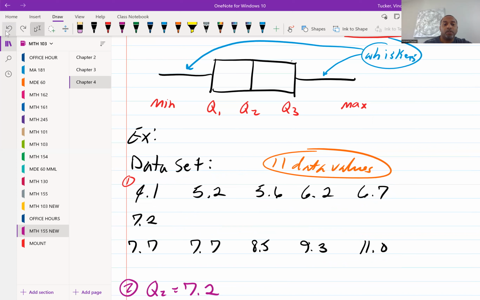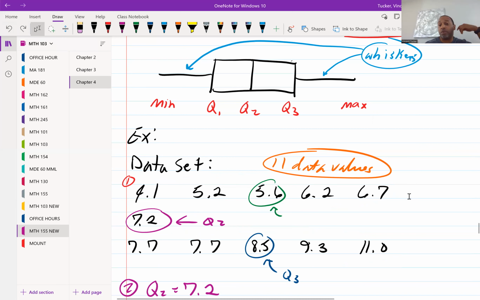All right. So with that being said, I know I need my Q2 first. And that is my 7.2. That's my legit middle number. I had 11 data values. Since it's odd, I know I'm going to have a middle number, and that is 7.2. Don't forget, if it's even when you're trying to find your median, you do have to take the two data values in the middle, add them together, and divide by 2. All right. Hold on, let me see my Q1.